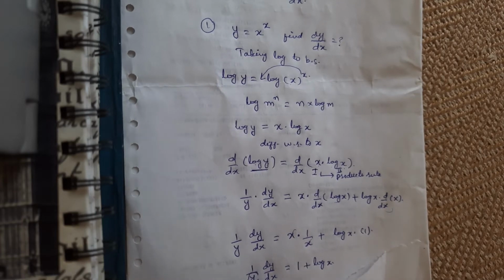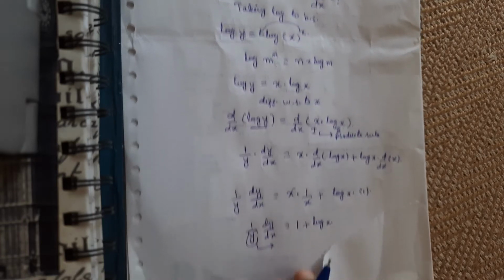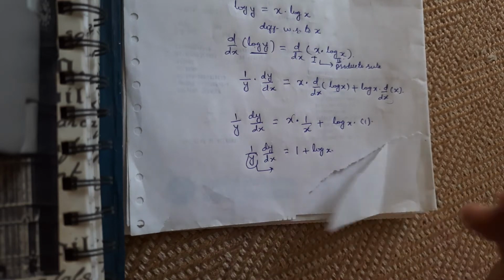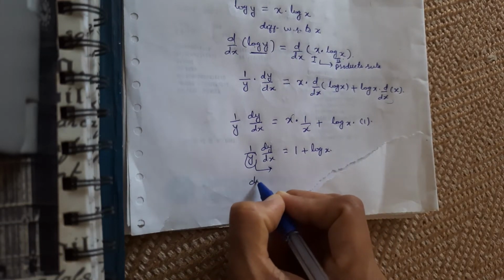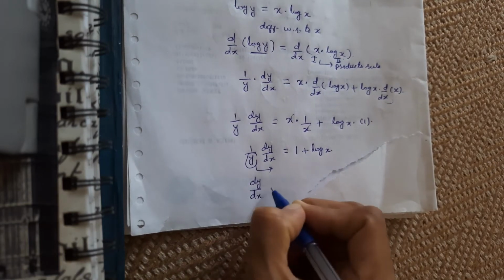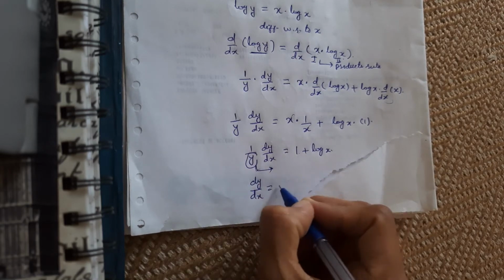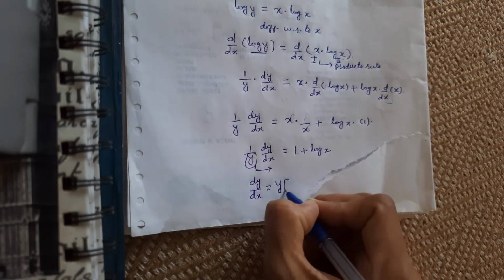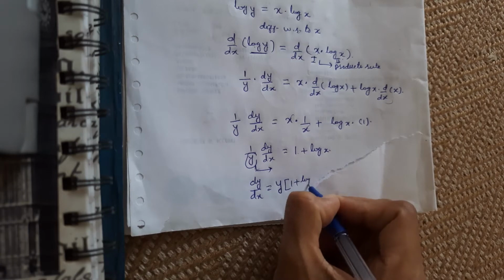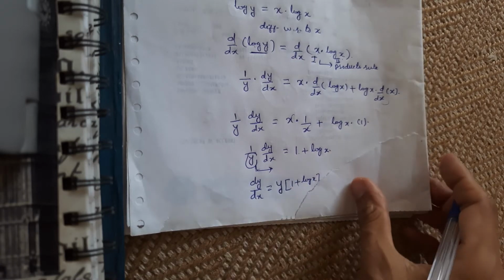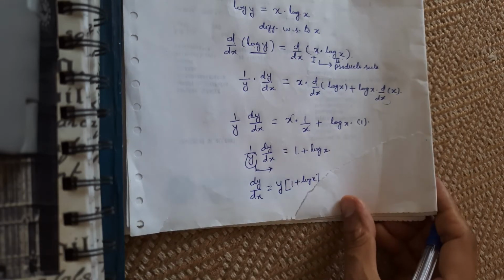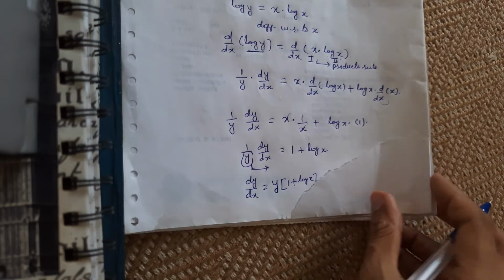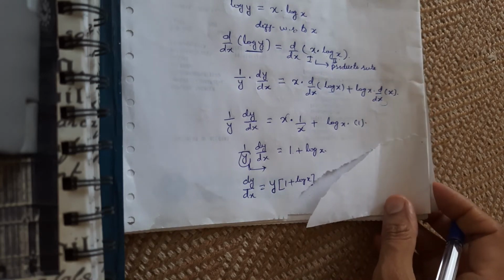Now just take this y to this side. So what will I get? dy by dx equals, I am taking this y to here, so it comes into multiplication, y times 1 plus log x. That is my derivative. Okay, just take a moment to understand it.